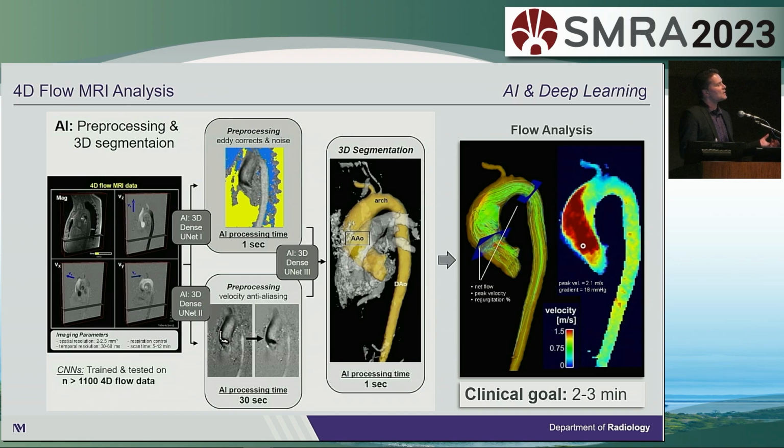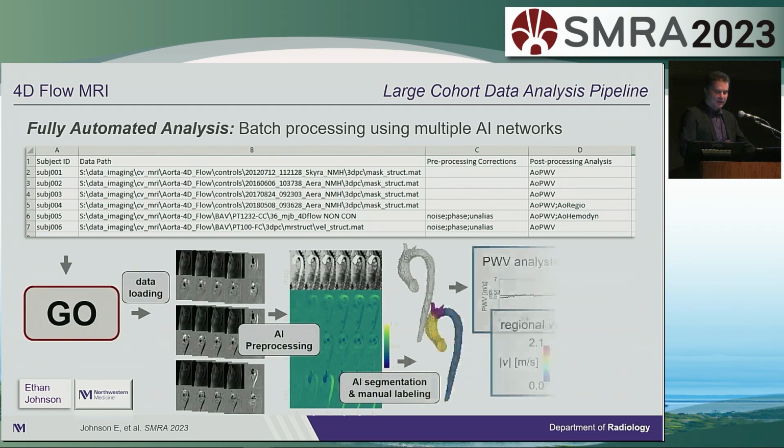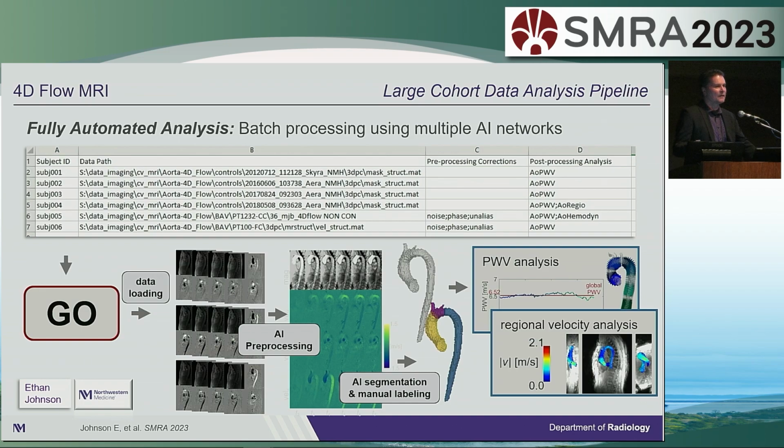You can use this in multiple ways, and one way is what Ethan Johnson from our group introduced yesterday. You can use this for large cohort analysis that's very reproducible because it no longer has any manual interaction. So you just construct a list of subjects who had 4D flow MRI, then you click a go button, and then you have a successive execution of all these algorithms that do all these tasks automatically, and you can very flexibly, quickly crunch through large data sets. This is more from a research perspective, to study 4D flow hemodynamic parameters in larger cohorts.